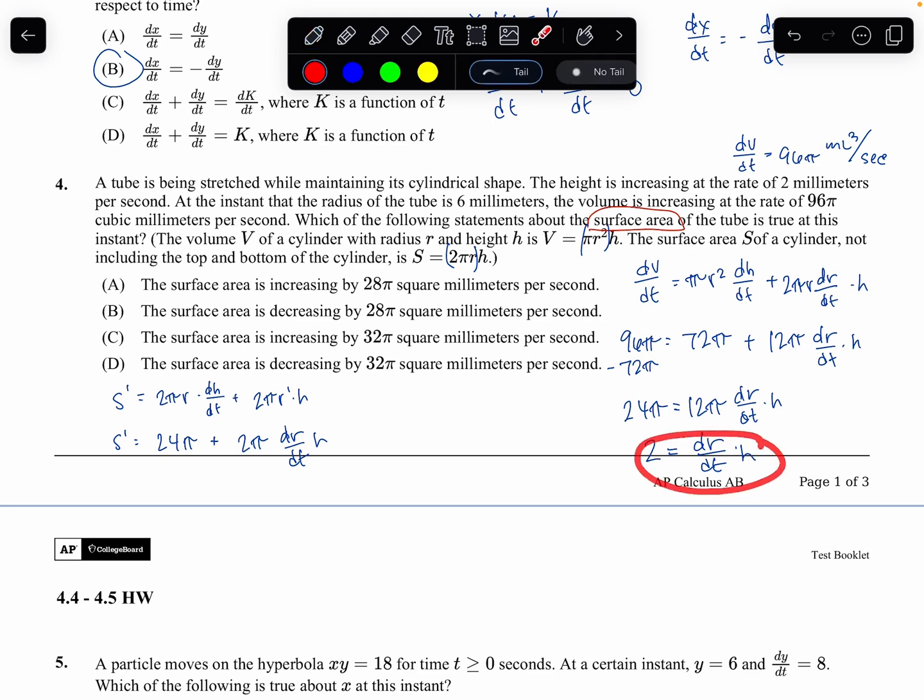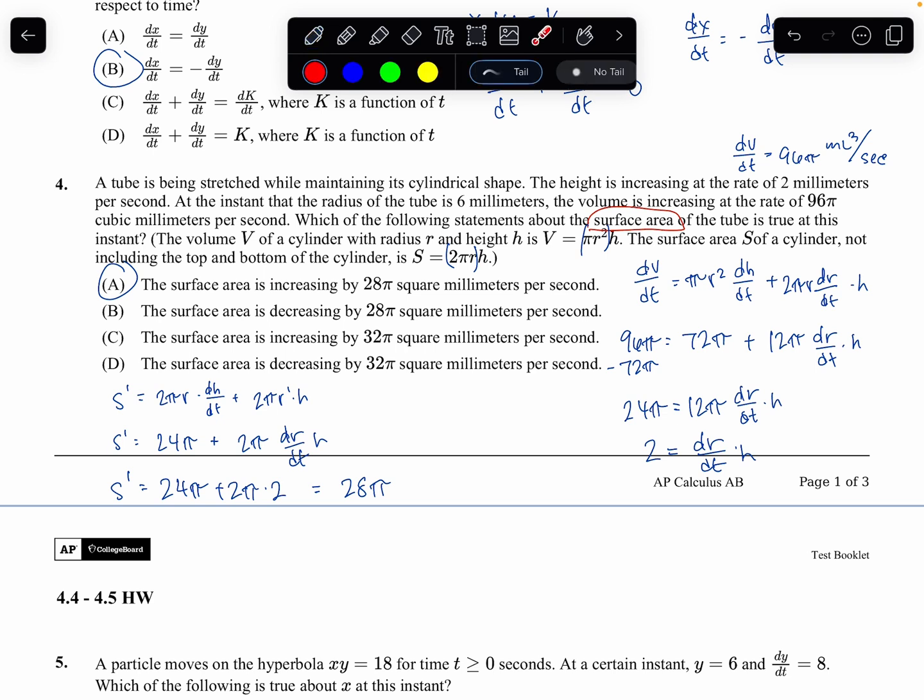So now I actually have a value that I can substitute for the whole thing of dr/dt times h. So I can replace that here. So s prime is equal to 24 pi plus 2 pi times 2. So that's going to be equal to 28 pi. And it is positive, so therefore we have to be increasing. So it's got to be A.